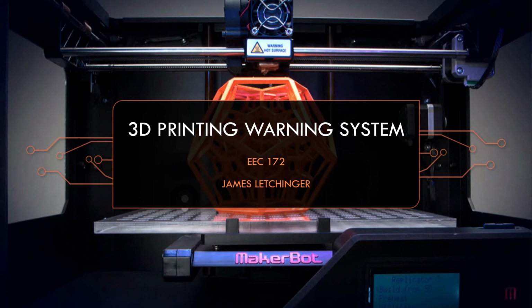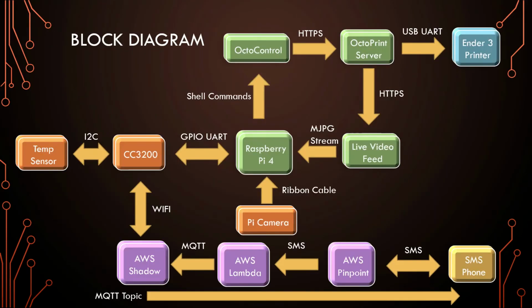Okay, so now I'm going to go through a block diagram of my project and wrap it up. So here you can see that these are all the elements of the project. I'll go through each of the functions of it, and you can see how it interacts with the different blocks. So first, if you're sending a command to the printer, you start with an SMS phone, it gets sent to AWS Pinpoint, which relays it to AWS Lambda. That will extract the command and put it in a format so it can interact with the AWS shadow.